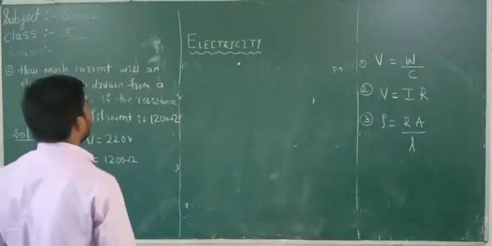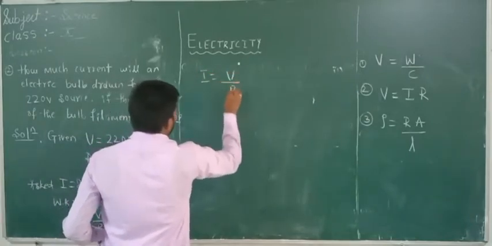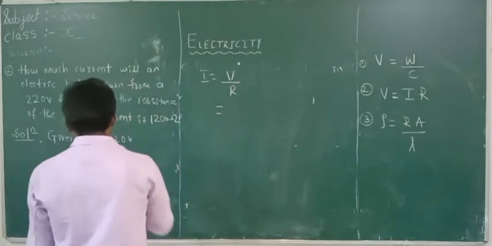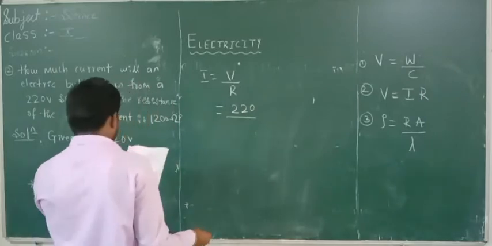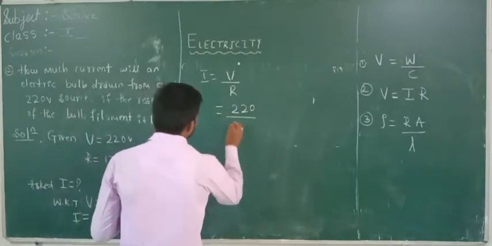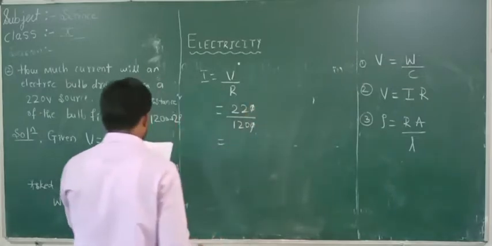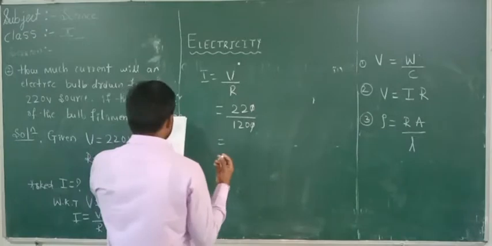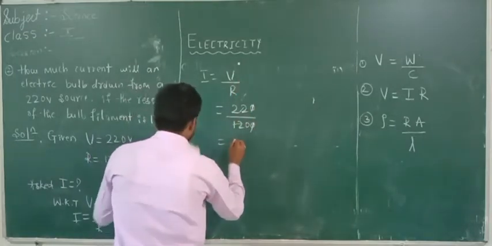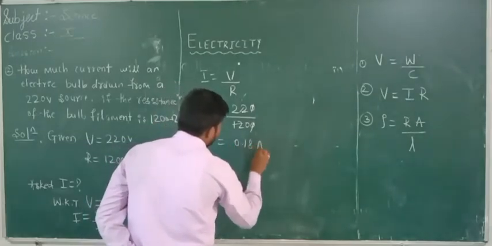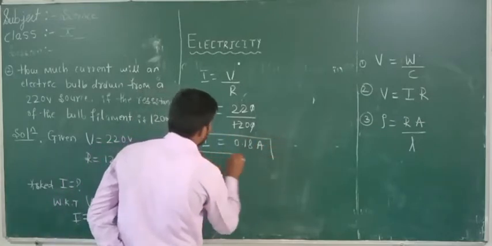Okay, substitute the values of V and R. I is equal to V by R. What is the value of V? That is 220 volts divided by R. What is the value of R? That is 1200 ohms. This zero gets cancelled, and the answer is 22 by 120, that is equal to 0.18 amps. I is equal to 0.18 amps.